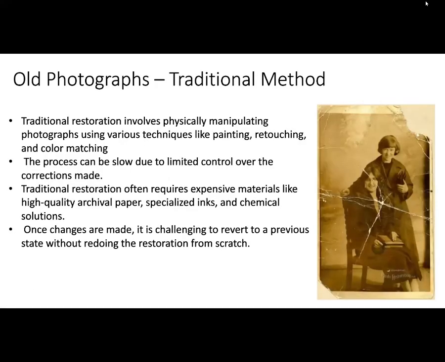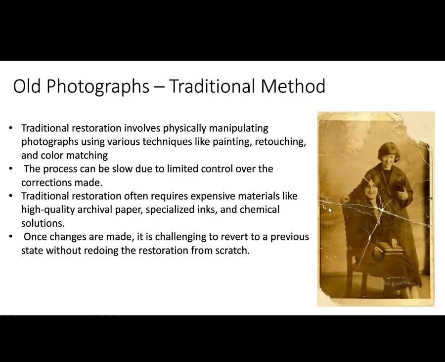So, of course, with old photographs, before the new technology that we can get on our smartphones, the traditional method of fixing old photographs was done by hand, right? So you would have to physically manipulate the photographs using painting, retouching, and color matching. And this process was very, very slow because of the amount of corrections that need to be made, because each picture needs to be manipulated a certain amount. Also, it requires a lot of expensive materials, such as different types of paper, inks, and chemical solutions. So the traditional method for old photographs is not really for amateurs, more for specific artists.